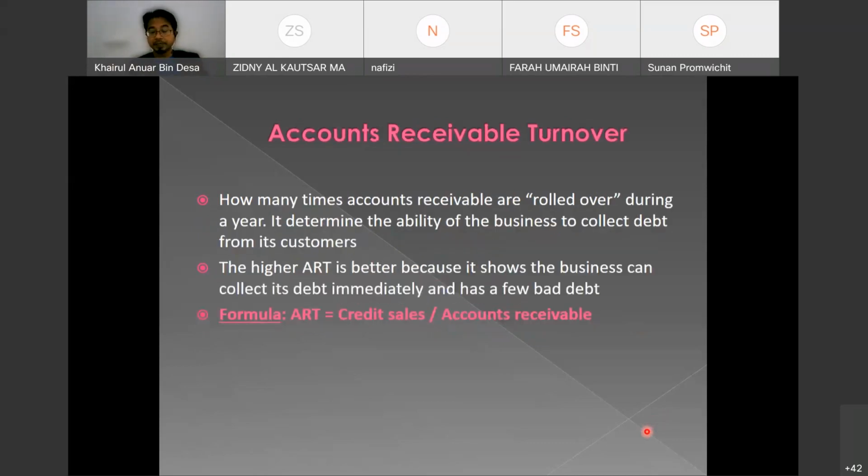Now, account receivable turnover. Accounts receivable turnover is how many times account receivable roll over during a year. It determines the ability of the business to collect debt from its customer. Higher turnover is good, better, because it shows the business can collect its debt immediately and has a few bad debts.